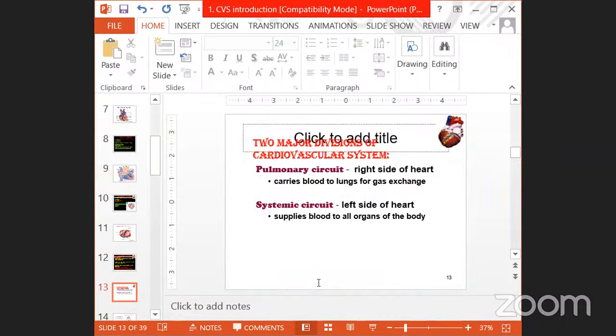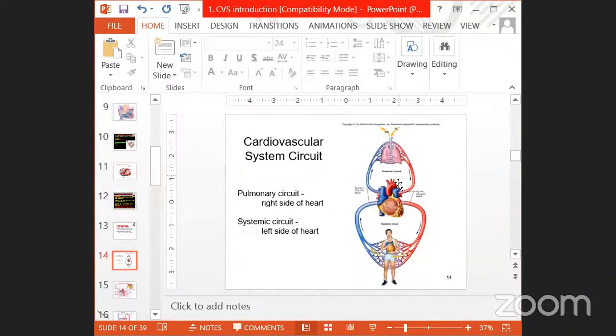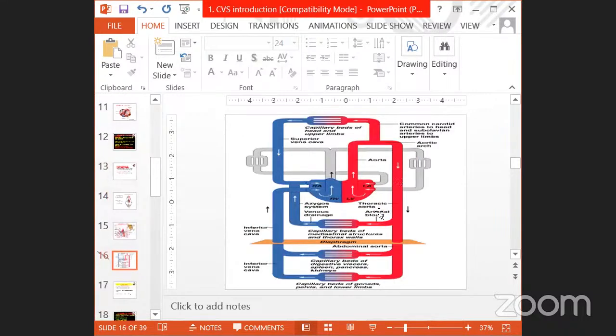And the cardiovascular system has two major divisions. They are the pulmonary circuit and the systemic circuit. Pulmonary circuit or the pulmonary circulation majorly proceeds in the right side of the heart that carries blood to lung for gas exchange. And systemic circuit is present in the left side of heart, supplies blood to all organs of the body. Again, we can say the pulmonary circuit is in the right side and the systemic circuit is in the left side.